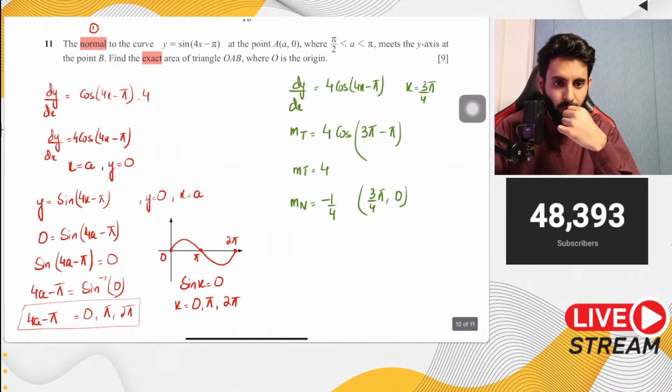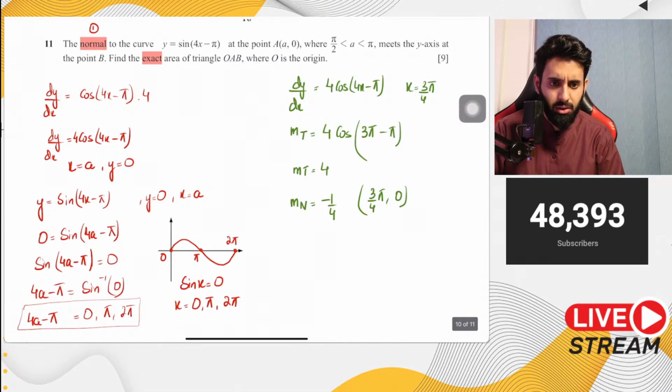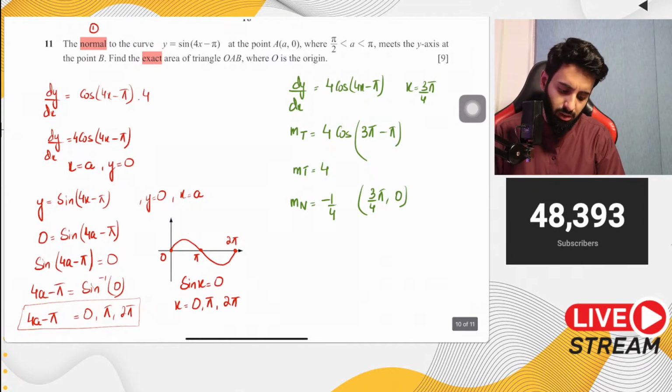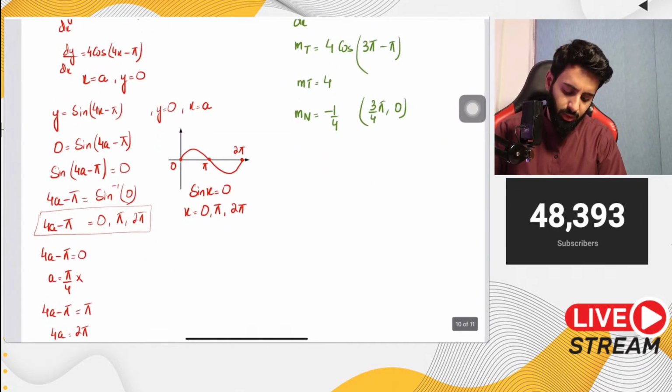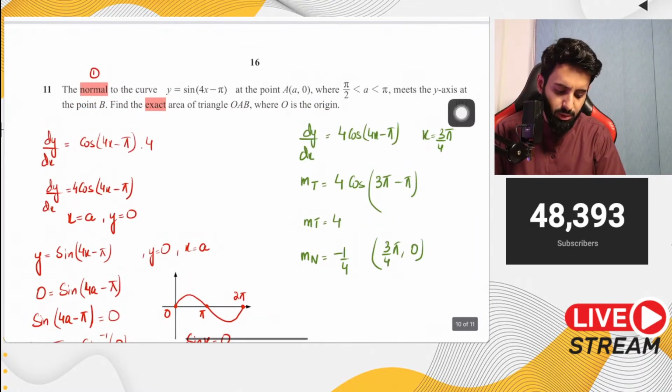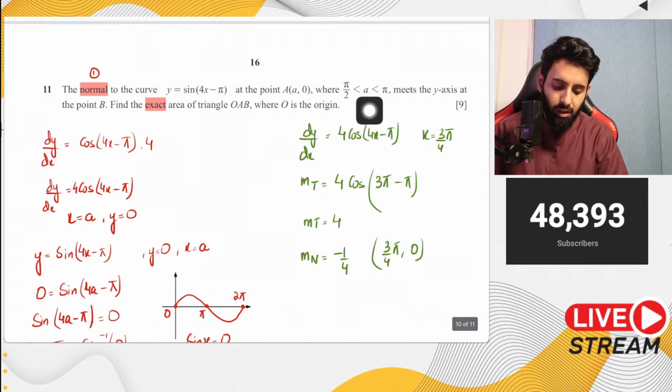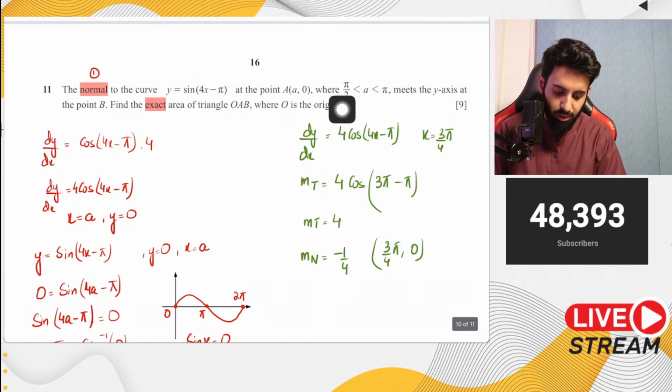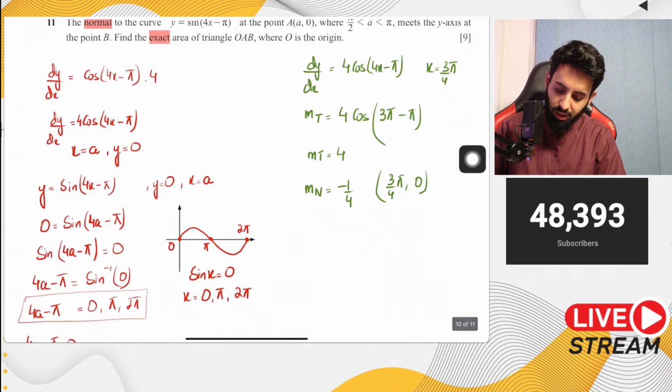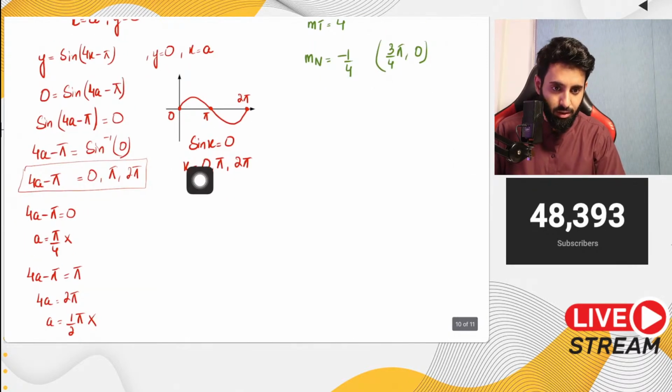Sir, can we also change the range? No, here you don't have to change the range. Okay. We change the range when we are told about x. Here we're told about a, and a is the x coordinate. So don't mix it up. You don't have to change the range over here. Just carry on with the way it is and take the value of a which falls inside the range of a.